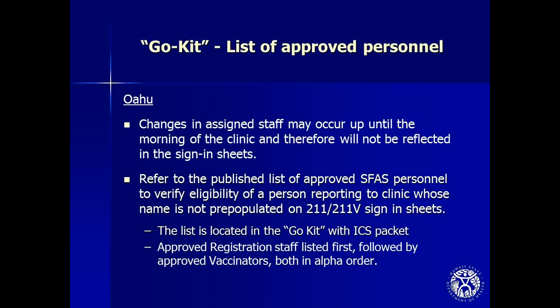Changes in assigned staff may occur up until the morning of the clinic, and therefore may not be reflected on the sign-in sheets. Clinic managers should refer to the published list of approved SFAS personnel to verify eligibility of a person reporting to clinic, whose name is not pre-populated on the sign-in sheets. This list is located in the Go Kit with the ICS packet. Note that the approved registration staff are listed first, followed by the approved vaccinators. Both lists are in alphabetical order.